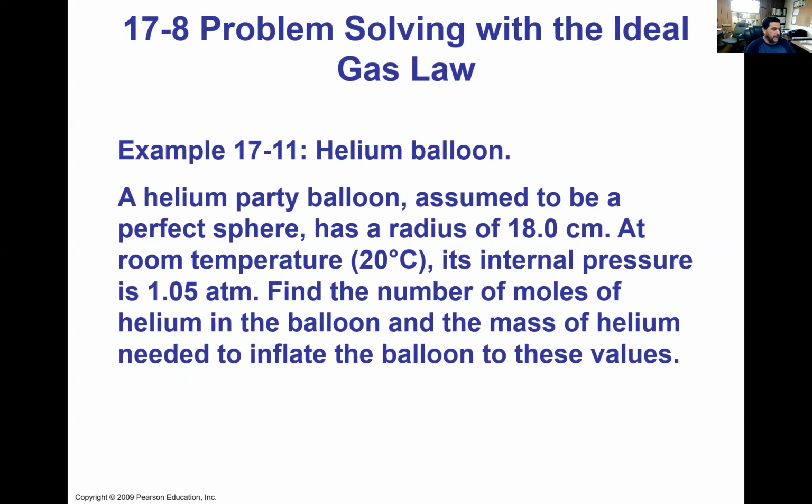So, helium balloon, example from the very first slide. Well, this is a smaller balloon, a party balloon. A small helium party balloon, assuming it to be a sphere, has a radius of 18 centimeters. Room temperature is 20 degrees. Its internal pressure is 1.05 atmospheres. Find the number of moles of helium in the balloon and the mass of the helium needed to inflate the balloon to these values. Okay.